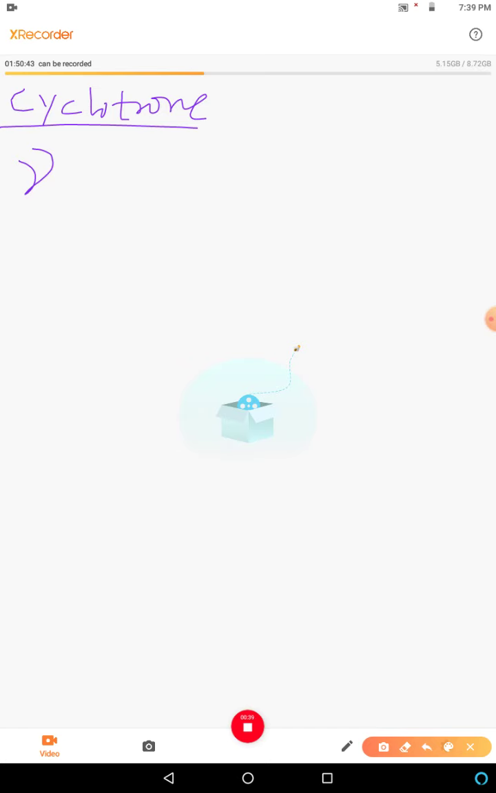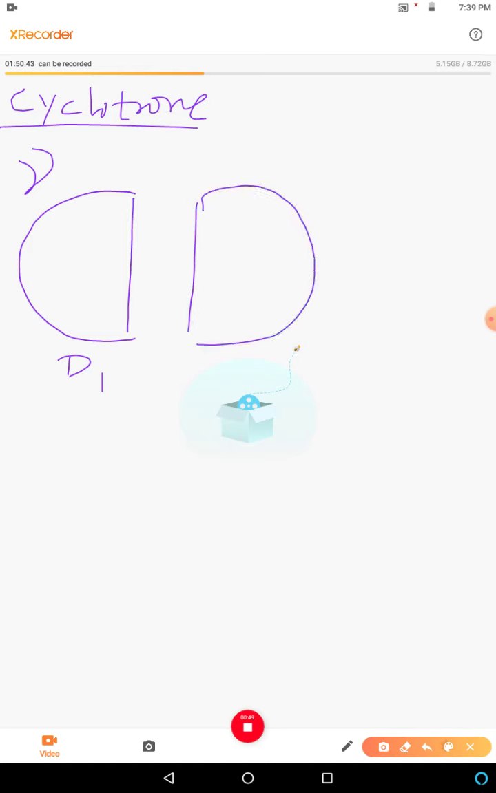We know the schematic diagram of a cyclotron. It consists of two Ds. This is D1 and this is D2. These are metal spaces in the form of Ds, that's why they are called Ds. This is the gap between these two Ds. The two Ds are connected to an oscillator.